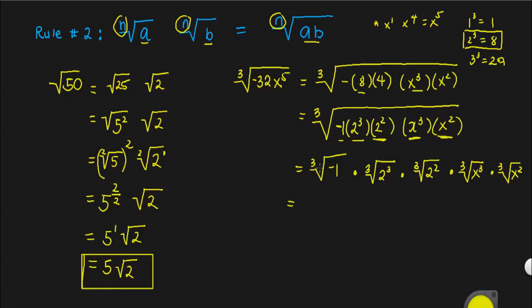So now let's simplify, guys. Cube root of negative 1: when you type that in your calculator, the answer is still negative 1. Okay? So, negative 1. Next, the cube root of 2 raised to 3, we can apply our rule number 1. We can write it as cube root of 2 raised to 3, or we can write it as 2 raised to 3 over 3, from rule number 1. Take note of that.